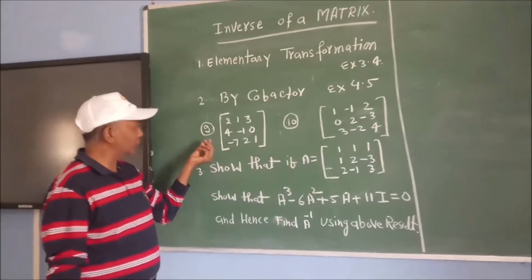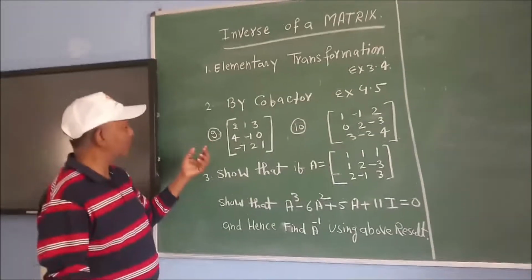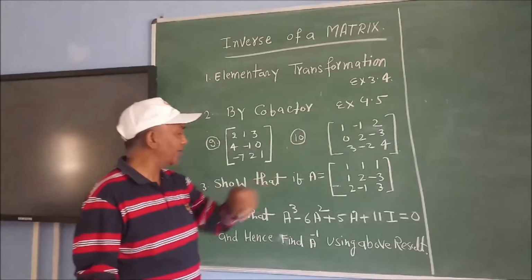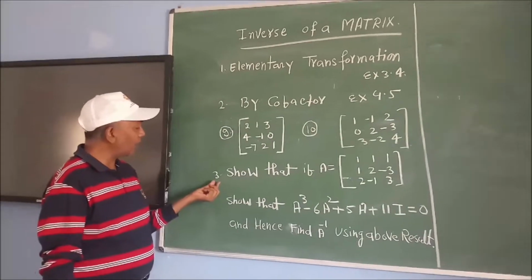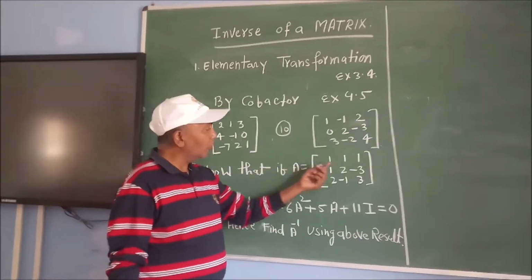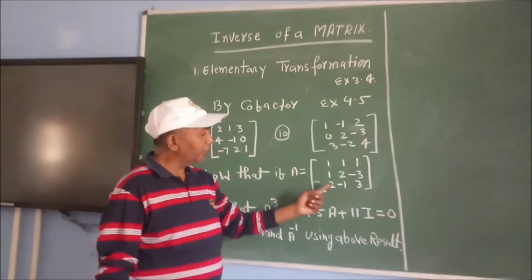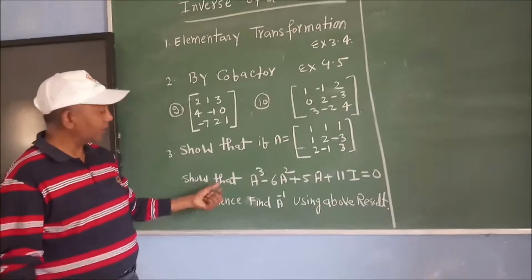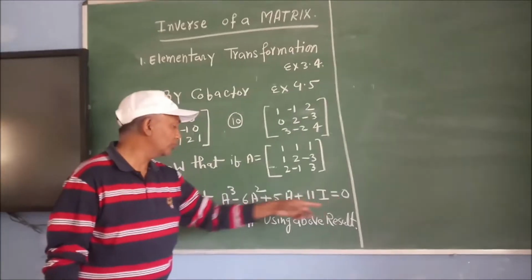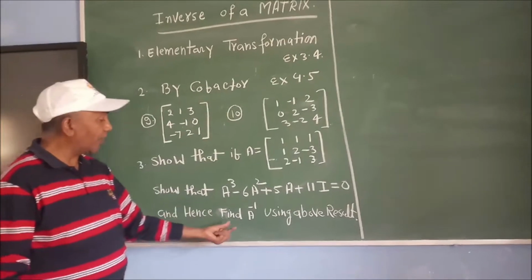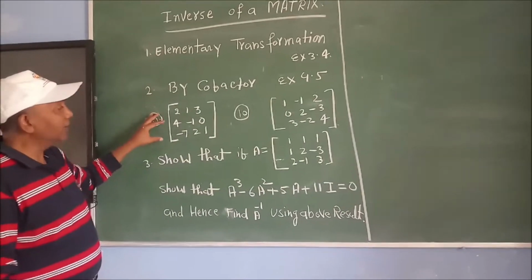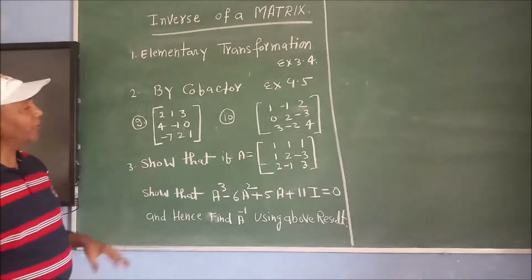Today we will discuss two questions which I gave in our previous video as your homework, question number 9 and question number 10 of exercise 4.5. And last, our motto is to show that if A is equal to [1 1 1; 1 2 minus 3; 2 minus 1 3], then A cube minus 6A square plus 5A plus 11I is equal to 0, and using this result find the value of A inverse. So today our discussion topics are here already, and we will try to solve them one by one.